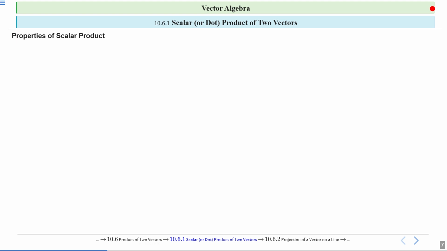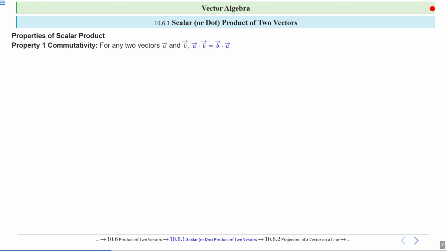Now, properties of a scalar product. Today, we are going to explore the properties of a scalar product in vector algebra. Scalar products, also known as dot products, are fundamental in understanding how vectors interact in space. We will look at some key properties that make scalar products useful in various mathematical and physical applications.